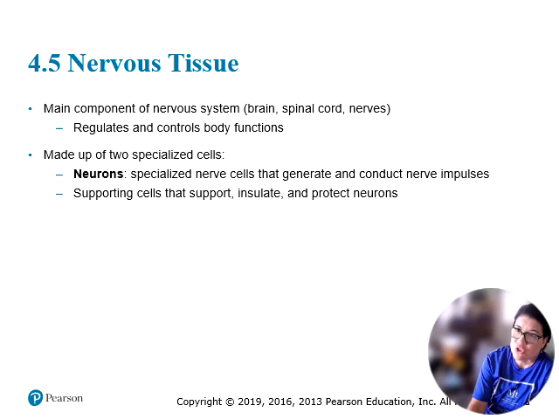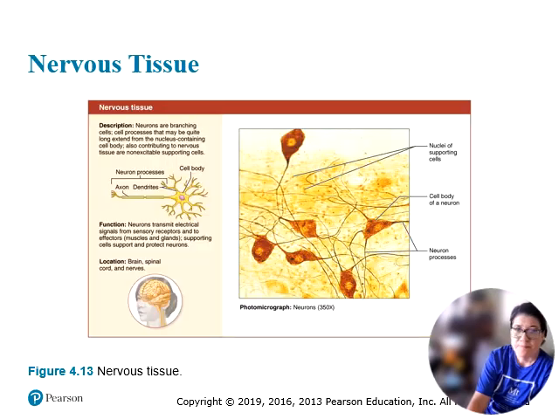And then nervous tissue. So nervous tissue is brain, spinal cord, nerves, controls your body. The cells are called neurons. They're the ones that conduct nerve impulses and action potentials. And then you also have supporting cells that are kind of the helpers. They protect, support, insulate the neurons.